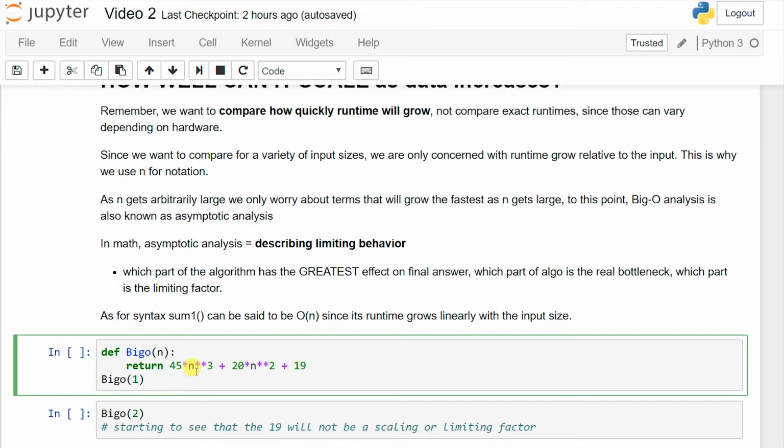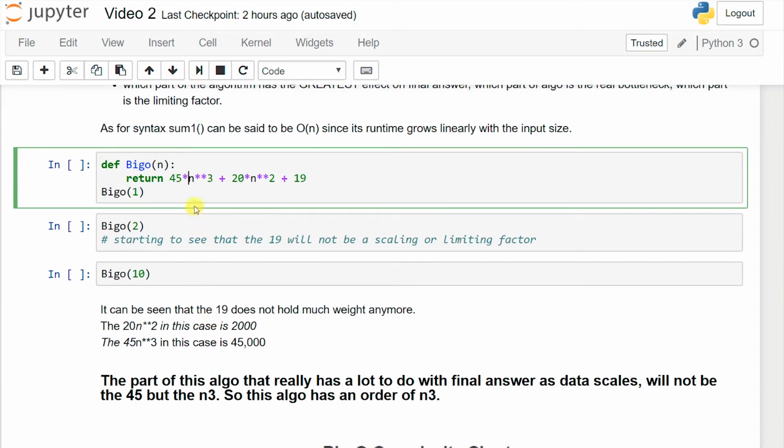Which one of these is going to mess with scaling the most, or have the most impact or the least impact on scaling, and then you can go from there. So again, which part of the algorithm has the greatest effect on the final answer? Which part of the algorithm is the real bottleneck? Which is the limiting factor?